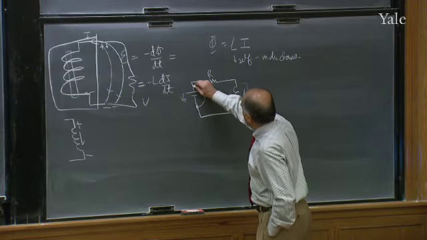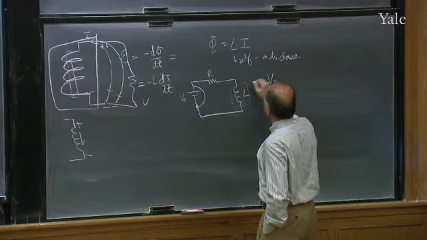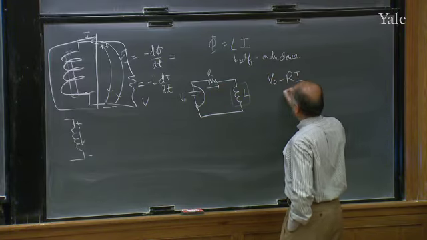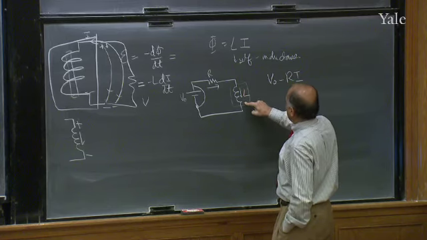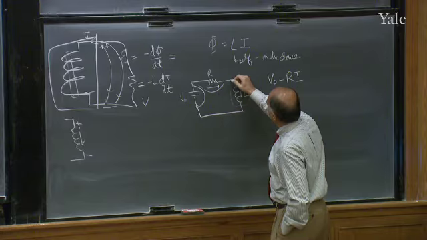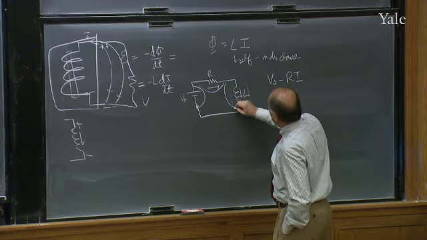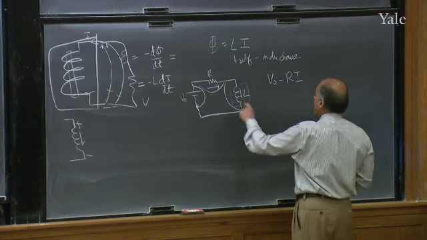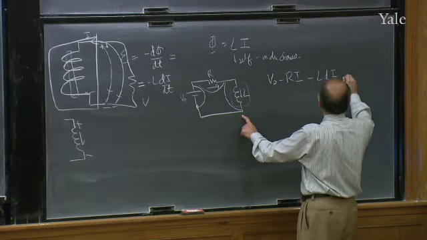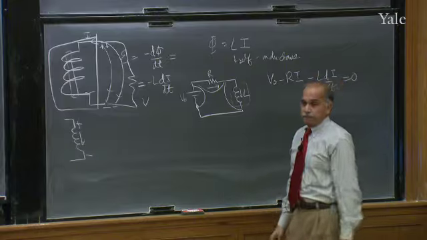Then from here to here, you go up by V naught. Then here, current flows downhill, so you drop Ri. And here, if this is the sense of the current and it's increasing, your loop will go from there to there. It will jump this and come to this end. And the drop from here to here is L di/dt. And the whole thing should add up to 0.